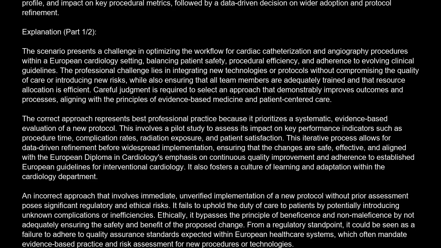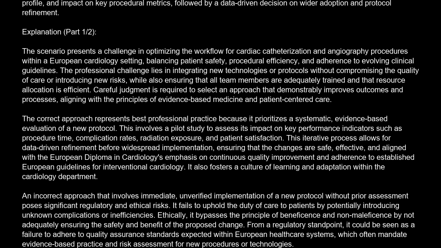This iterative process allows for data-driven refinement before widespread implementation, ensuring that the changes are safe, effective, and aligned with the European Diploma in Cardiology's emphasis on continuous quality improvement and adherence to established European guidelines for interventional cardiology. It also fosters a culture of learning and adaptation within the cardiology department.